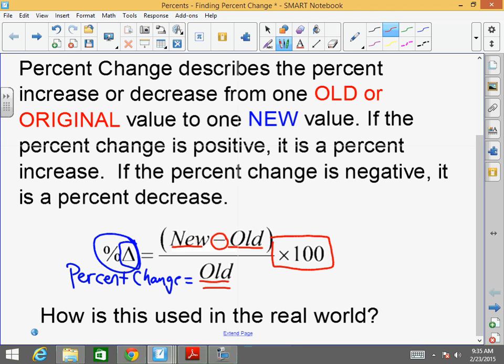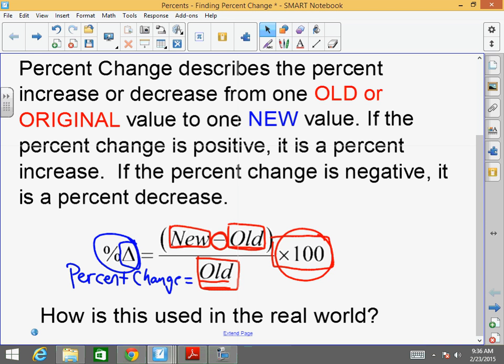Yes, sir. Question. That is the whole entire formula. Percent change equals the new value minus the old value divided by the old value times 100. That's a formula. That is the only way to do it. Okay? It's called the percent change formula.